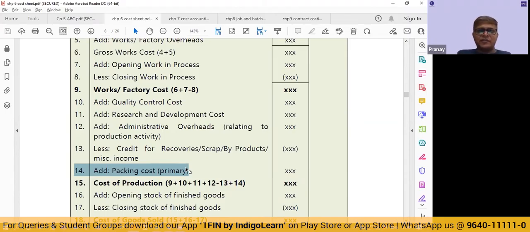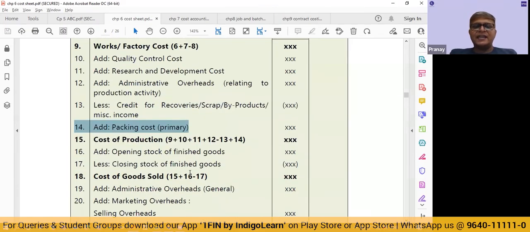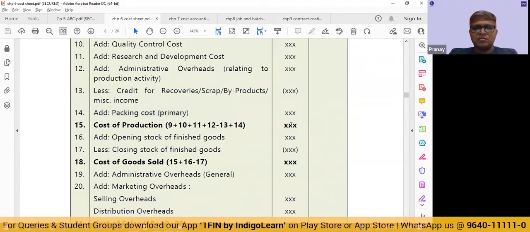What is the distinction between primary and secondary? Primary is on a per unit basis. It is not for logistics. It is to be able to sell that one single unit. But that carton is a secondary packing just to facilitate transportation of 100 packets together. So it is not in relation to one unit. So primary packing we add as cost of production. Secondary packing is always a selling and distribution expense. So here we stop at cost of production.